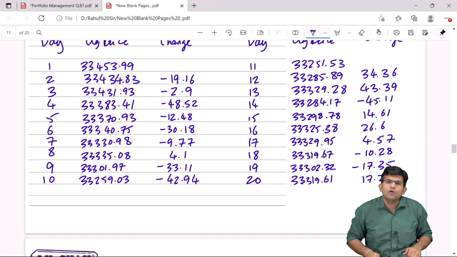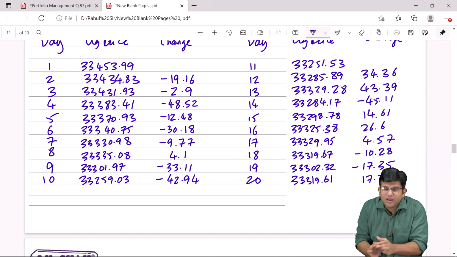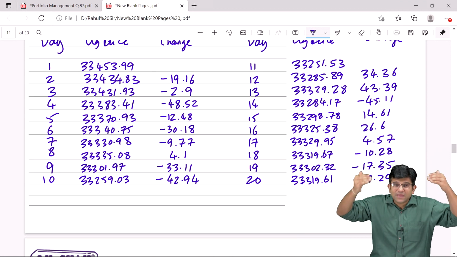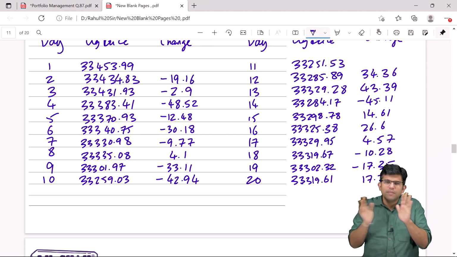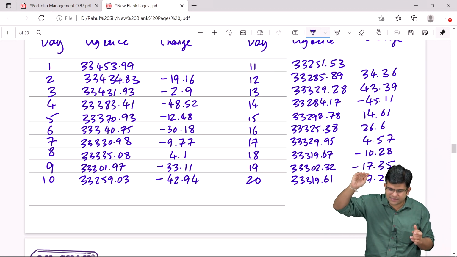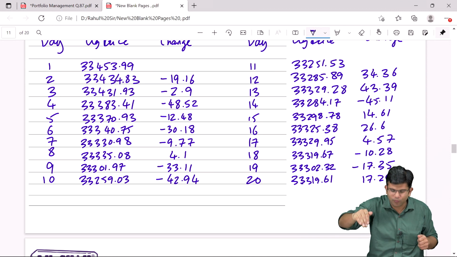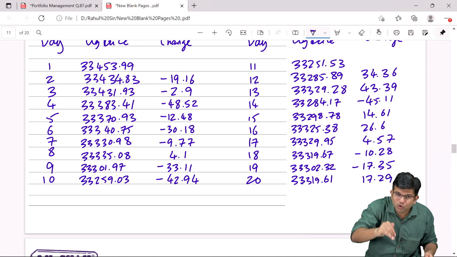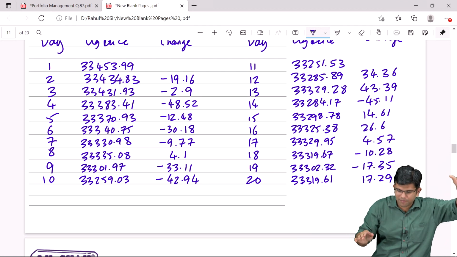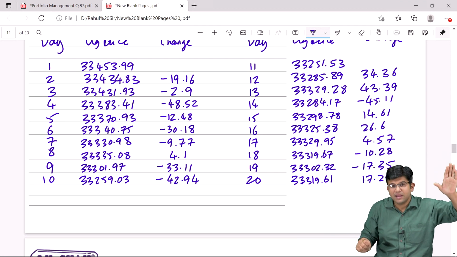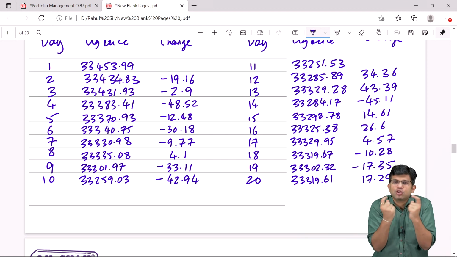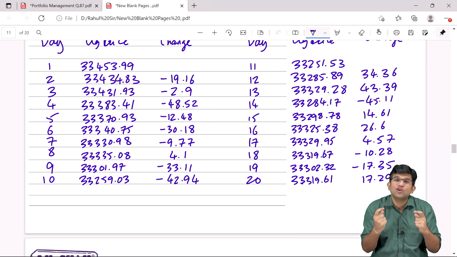Now I want to know whether there is any correlation in the prices, or I might say in the changes in the prices, between the two observation sets. For example, in the first 10 days, can I say the Sensex went down by 19.16, then down by 2.9, then down by 48.52, like that it is going down? Correspondingly, in the next 10 days, what is happening? Oh, it has gone up by 34.36, then 43.39, then negative 45.11. I want to see whether there is any correlation between these two changes, okay?